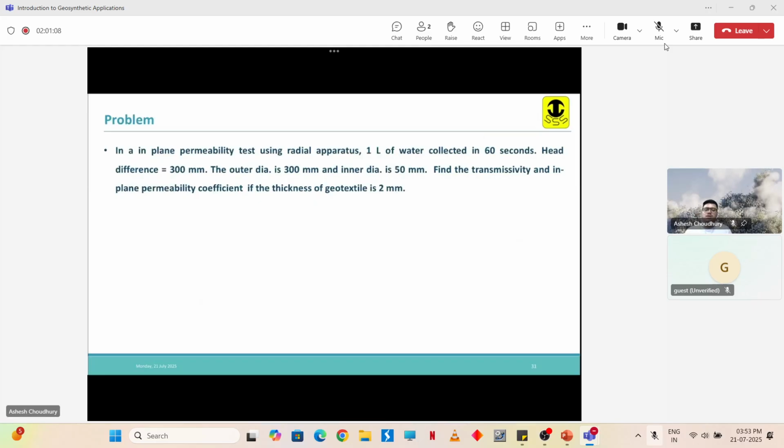1 liter of water is collected in 60 seconds. Head difference is 300 mm. The outer diameter is 300 mm, inner diameter is 50 mm. Find the transmissivity and the in-plane permeability coefficient. The thickness of the geotextile is 2 mm.